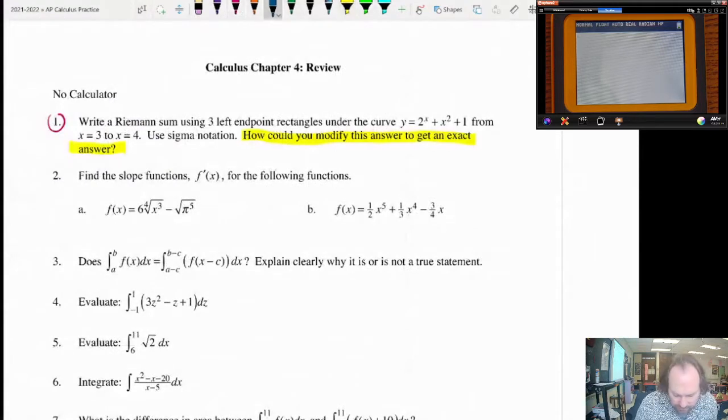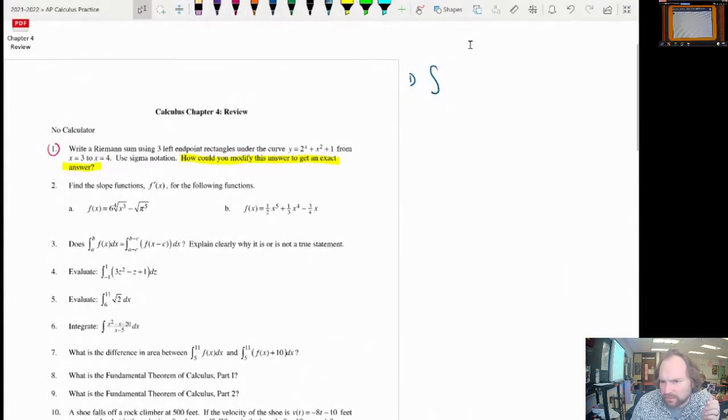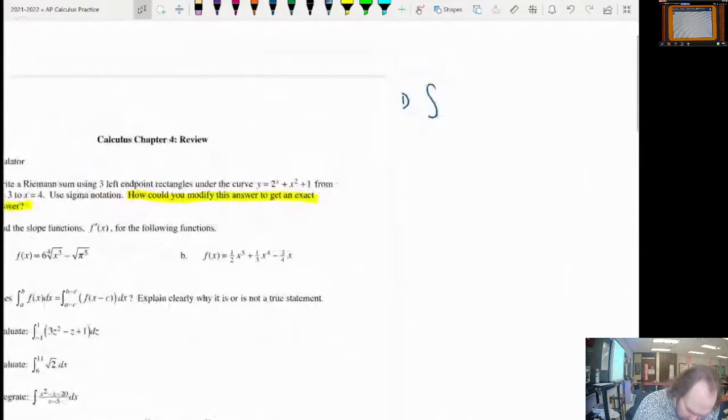How could you modify this to get an exact answer? Just write the integral. I think that's probably the most important key. So I'm going to put number 1 over here. What I need you to understand at this moment is that we're just going to write this as the integral. Let me get calculator cam out of the way because we will not need it for this problem. This is the integral from 3 to 4 of that function, 2 to the x plus x squared plus 1 dx. That's the answer. But it's important to understand the bones of what's going on here.